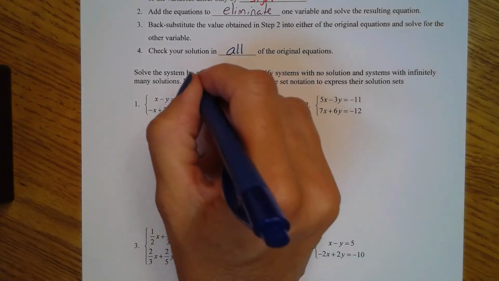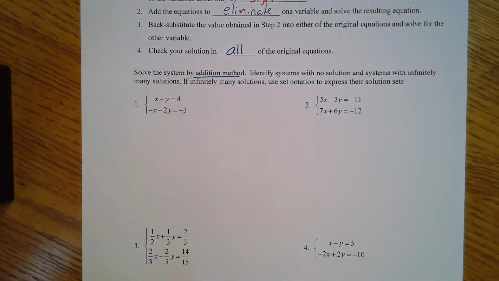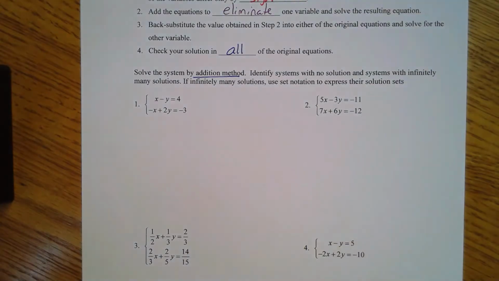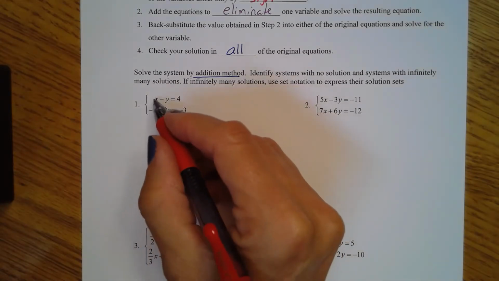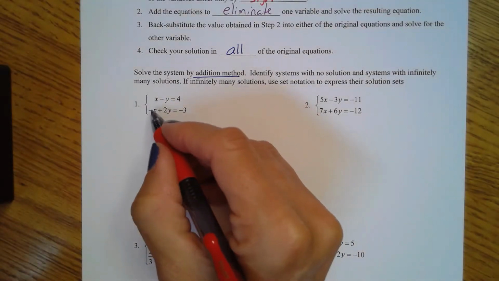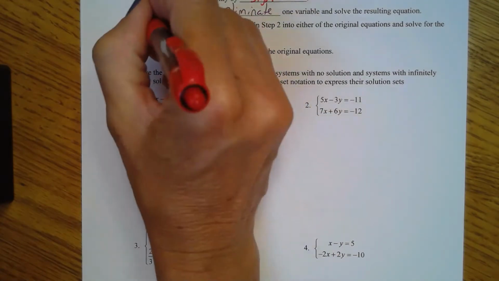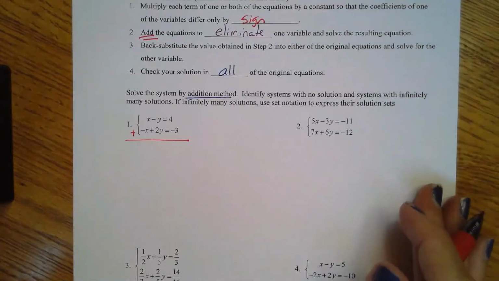So now again, I'm specific. I want you to solve by the addition method. Again, if you get infinitely many solutions, we're going to use set notation to express it. So we're not going to do the substitution method, we're going to do the addition method. So we look to see if one of them already differs by a sign, and we do see that we have x and negative x. So all I need to do is add the two equations together.